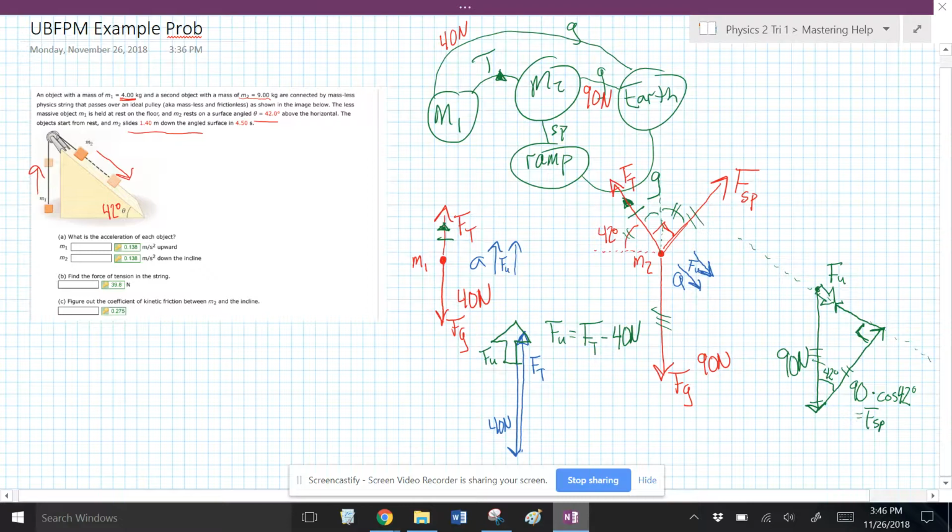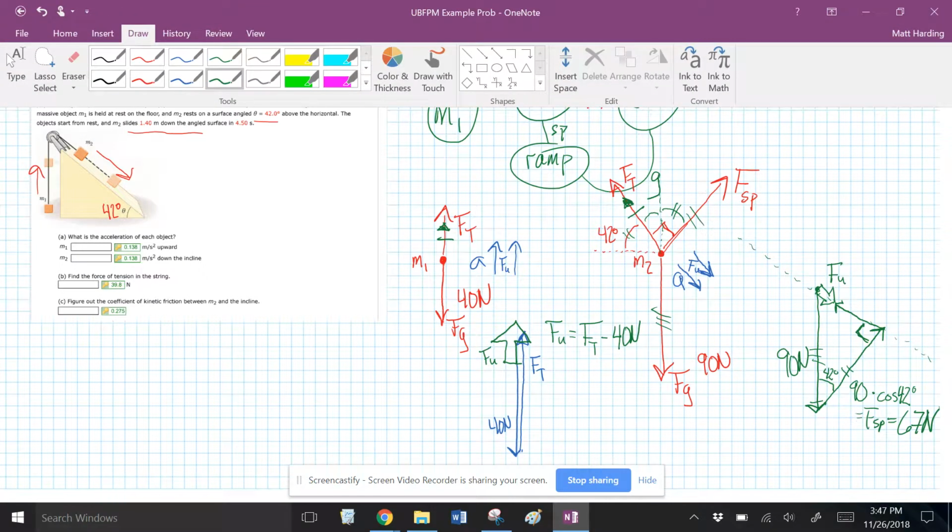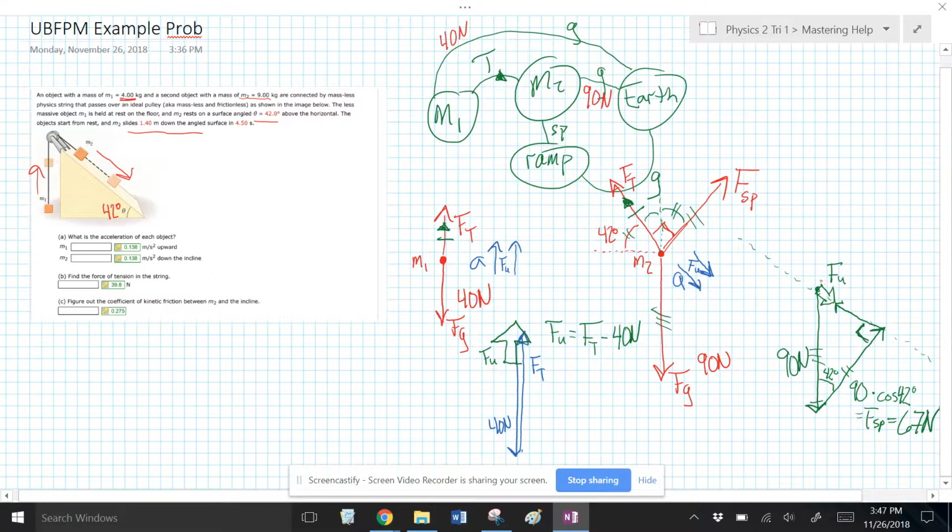Punched it into the calculator, and 90 cos 42. This side here has to be about 67 newtons. And then over on this side, we're opposite the 42 degrees. So if I do 90 sine 42, I get that this side has to be 60. Somewhere in that ballpark, 60 newtons.